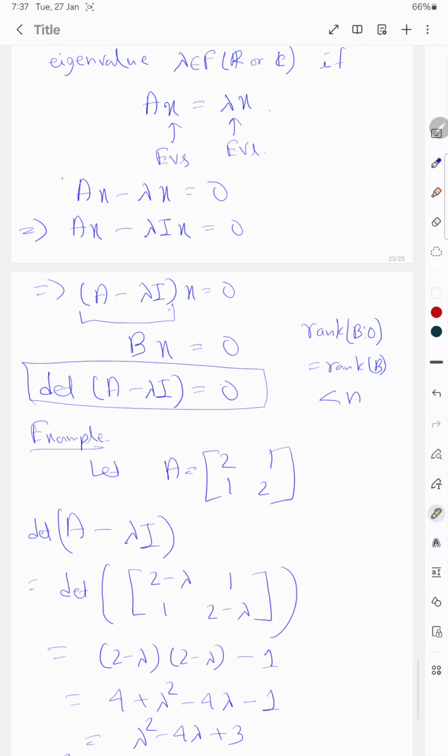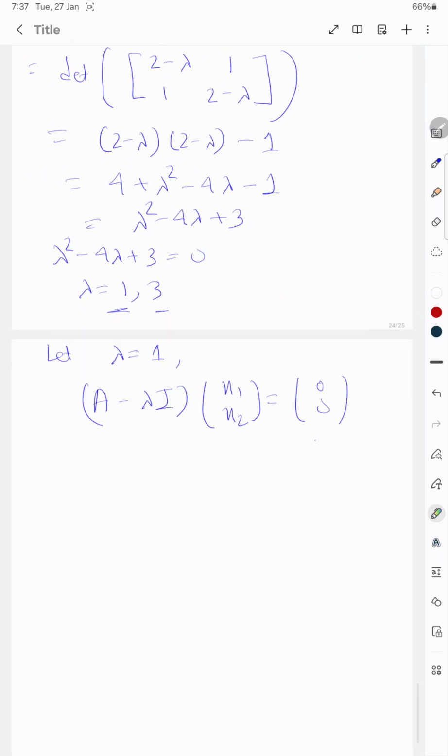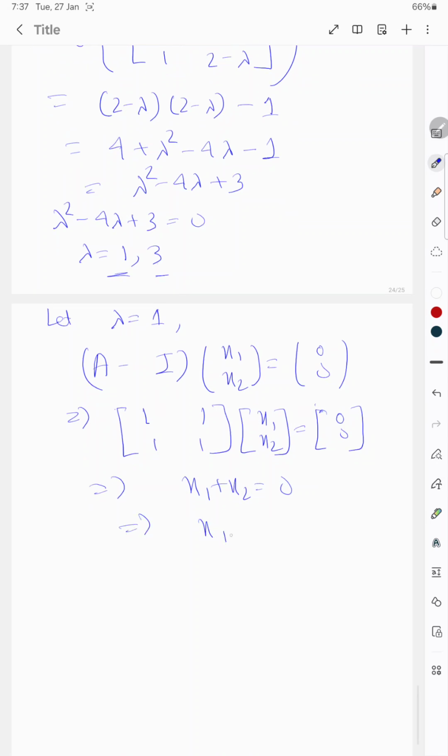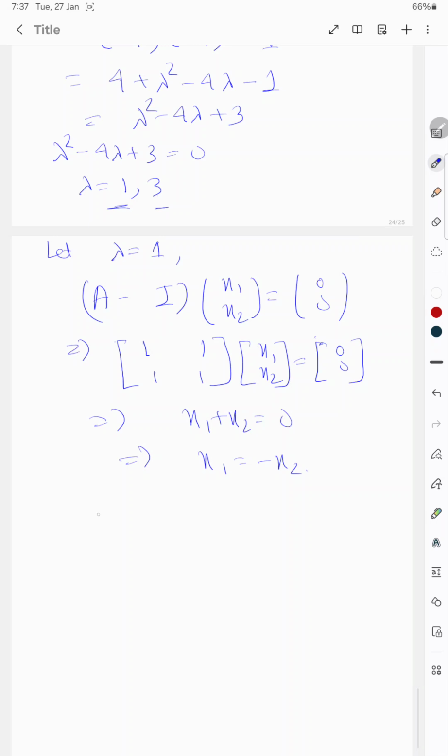According to this one, right? A minus lambda I into x, because it will be a 2 cross 2 vector, so I'm writing this. But here lambda is 1, so I put this value 1. So what you are getting is 1 1 1 1, you see x1 x2, this is your 0 0. So from there you are getting x1 plus x2 equal to 0, so x1 is equal to minus x2. Okay, so you are getting a relation. You have two equations, both are the same, right?